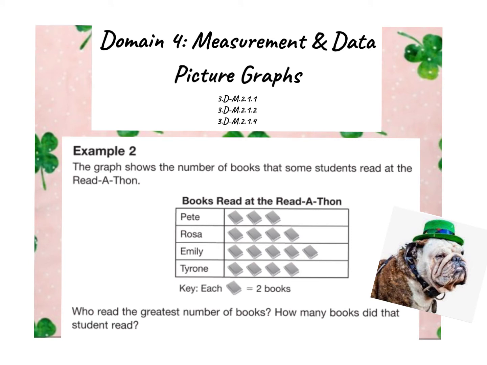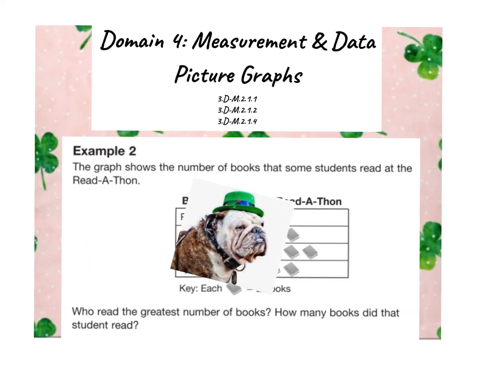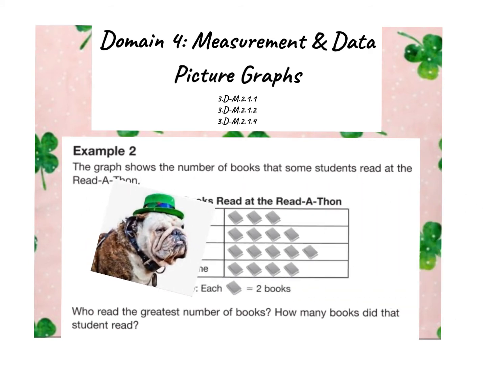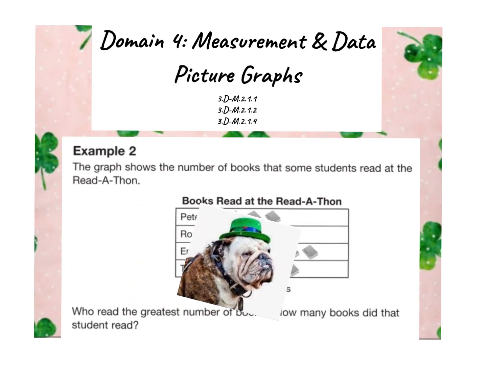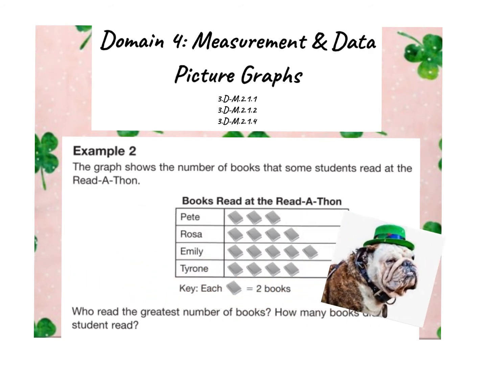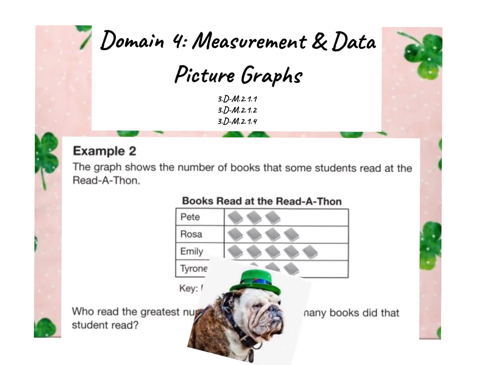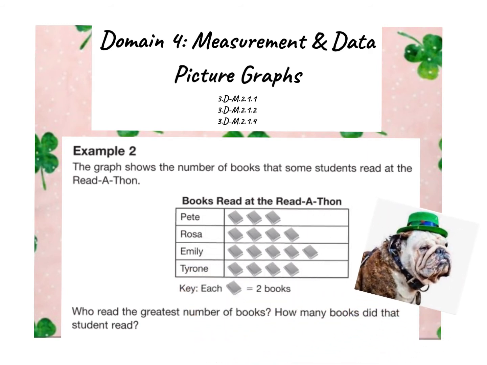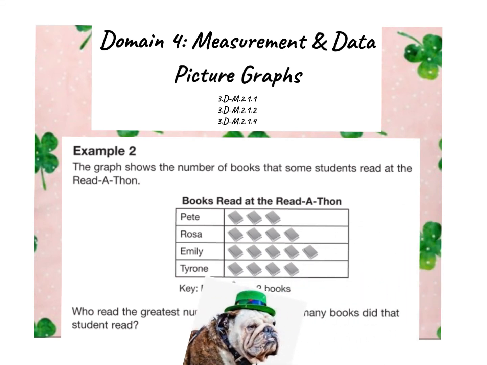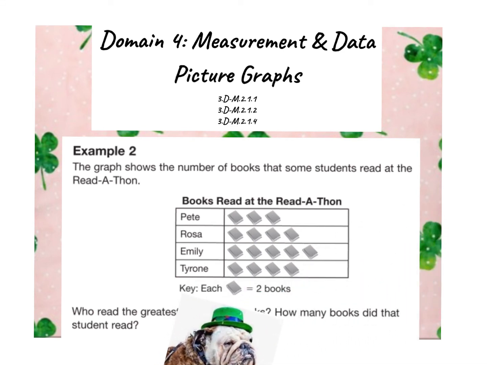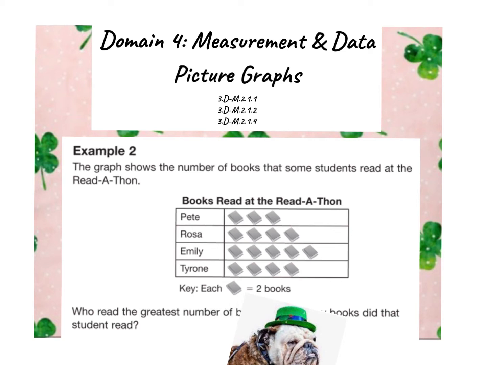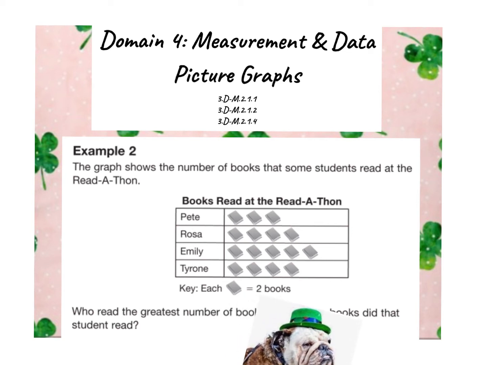Let's practice this example. This graph shows the number of books that some students read at the readathon. How do we know that? Because look at the title, Books Read at the Readathon. And we have 4 friends that we're taking a look at: Pete, Rosa, Emily, and Tyrone. And we also need to make sure we're looking at the key. The key is super important. The key tells us that each book symbol doesn't equal 1 book, but it actually equals 2 books.